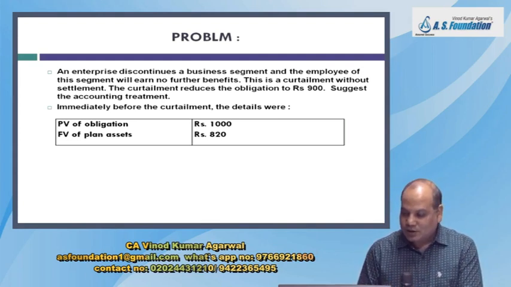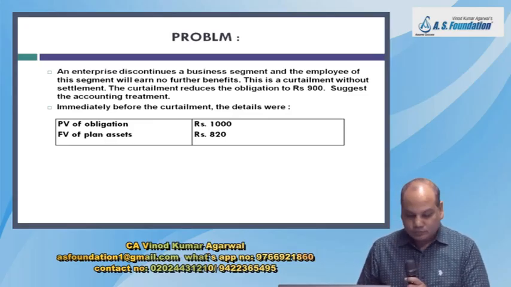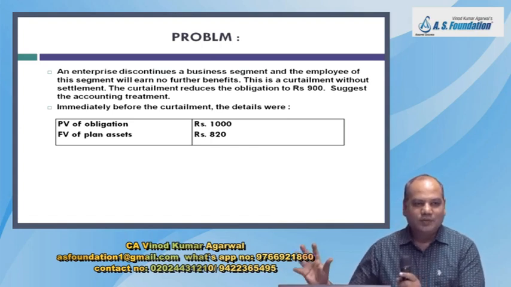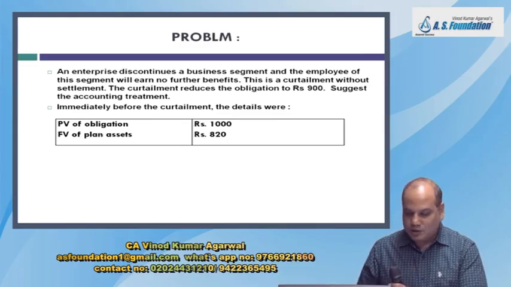So the standard says the curtailment reduces the obligation to 900. Suggest accounting treatment immediately before curtailment. The details were: now see, the present value of the obligation before curtailment is 1000. After curtailment, the obligation is 900. What about the fair value of plan asset? It will remain 820 only. But this is altogether a different thing. This is investment. So investment will remain 820 unless something else is given in the question.